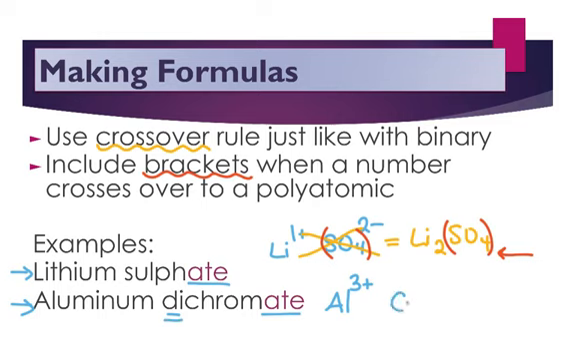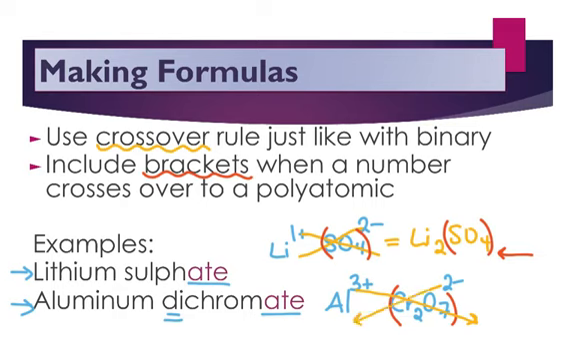Dichromate has the formula of Cr2O7 with a 2 minus charge. Again, if you want, put a bracket around this now because you aren't allowed to change this formula. Just like all the crossover we've ever done, it's just these numbers at the top that are crossing down. We don't get to change anything else.